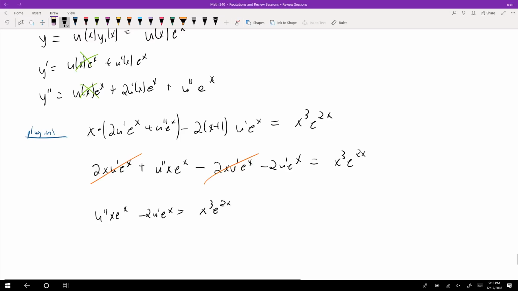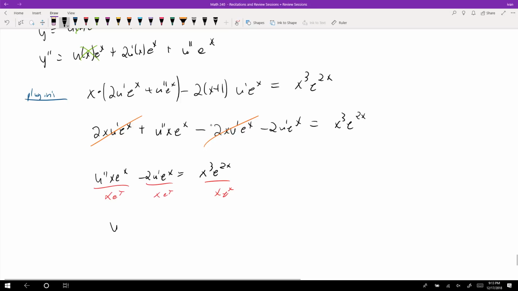All right, so what do we do now? Well, we would really like to use the integration factor, but what's the one rule on the integration factor that we haven't satisfied? Yeah, the thing in front of the u double prime has to be 1. So we have to divide this entire thing by x e to the x. So really, we have u double prime minus 2 over x u prime is equal to, this becomes x squared e to the x. The e to the 2x, e to the x cancels one of the e to the x's, and then x cancels one of the x cubes.